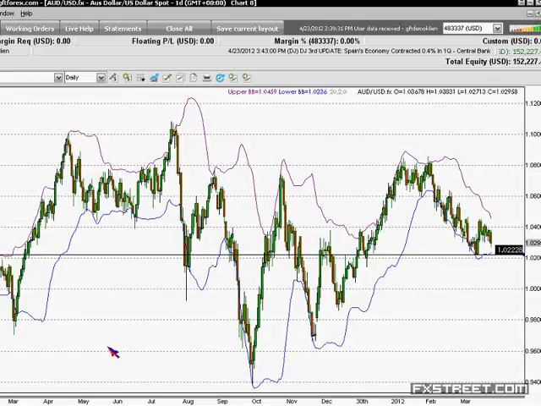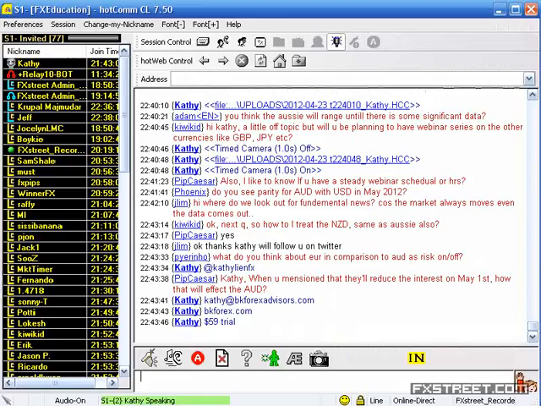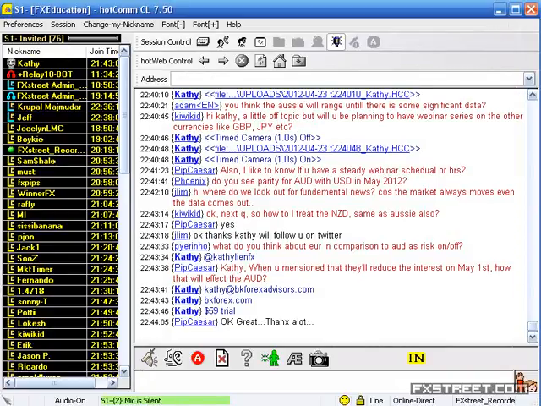If they reduce interest rates, it's probably going to be bearish for the Australian dollar, but we'll also have to listen to what they say because it really depends upon whether or not they say it's a one-off move. But I think going into the rate decision, we'll probably see the Aussie dollar decline.